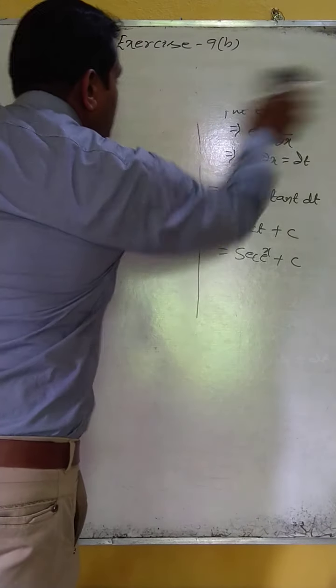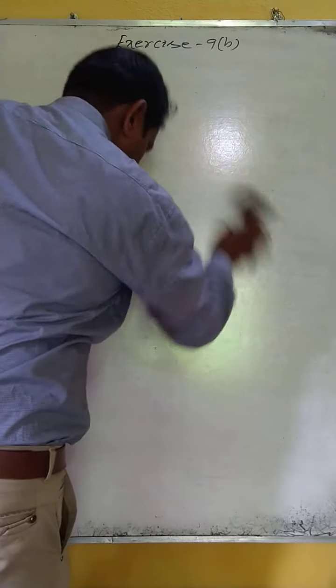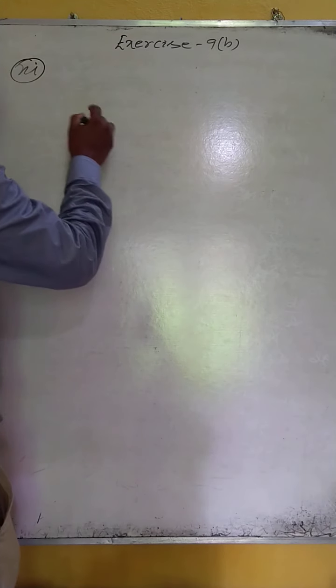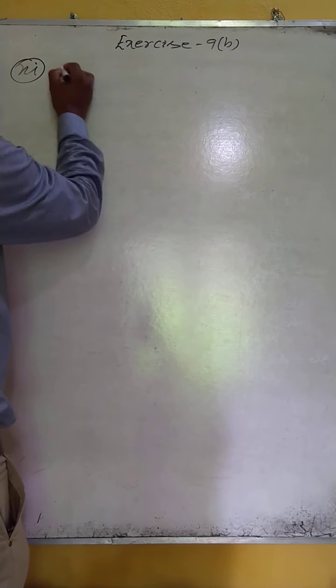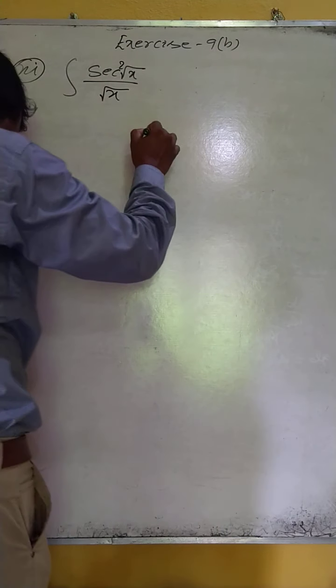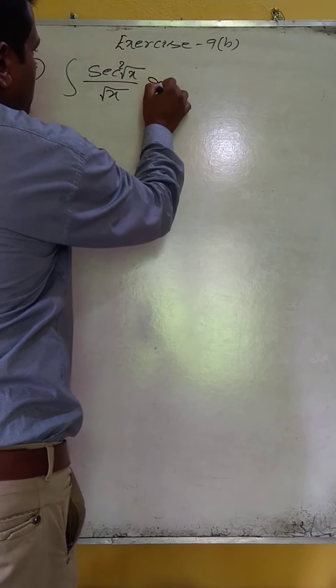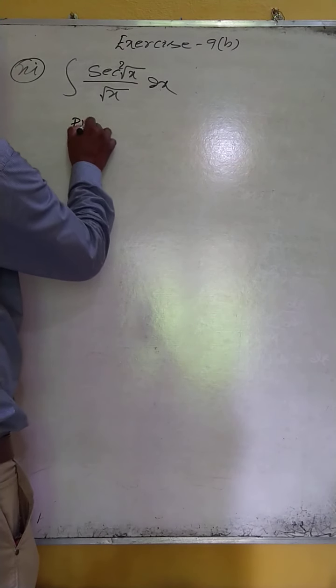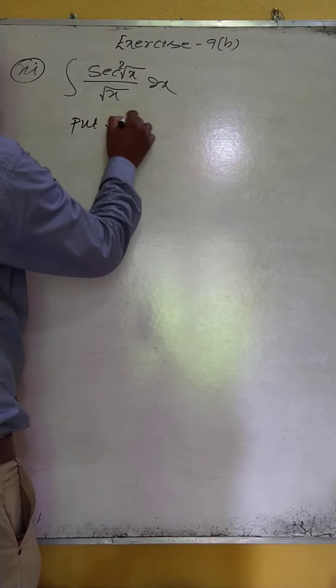Another problem, number 1 of exercise 9C: integral of sec square root x divided by root x dx. Here we put root x is equal to t.